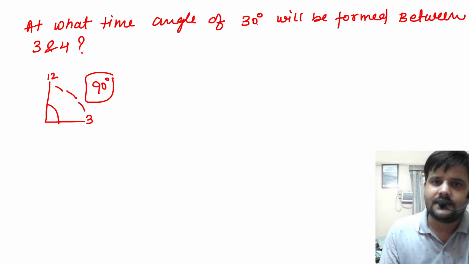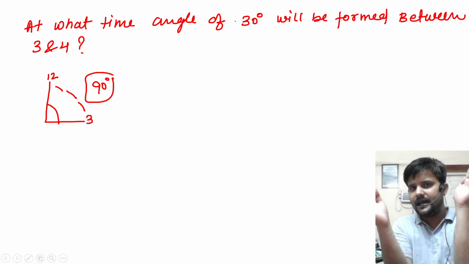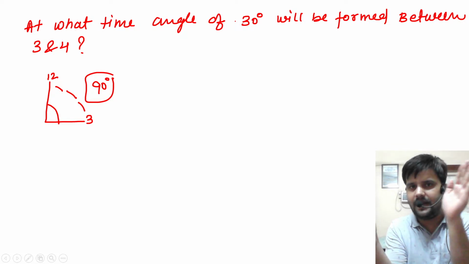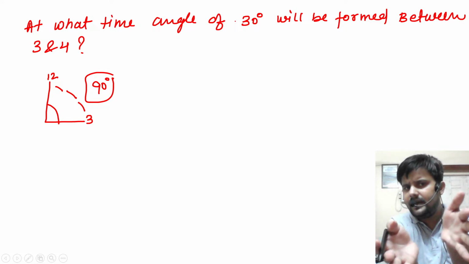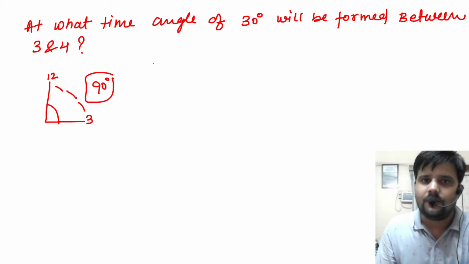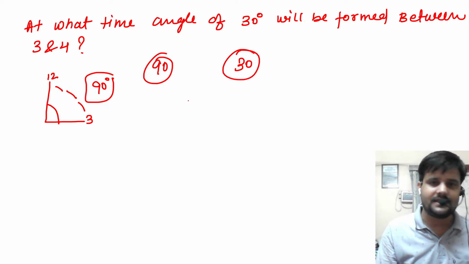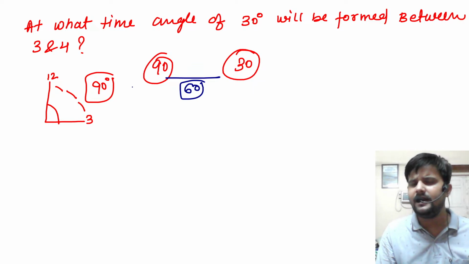So first, the angle will start reducing. Why will it reduce? Because the minute hand is faster. So it will be going towards 0. From 90 it will go towards 0, and meanwhile it will make an angle of 30 degree before 0. Currently I am at 90, and I need 30. So how much distance do I have to cover for this 30? It means 60. Getting my point?